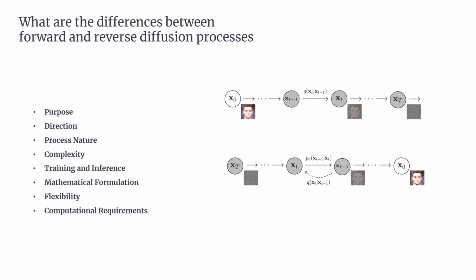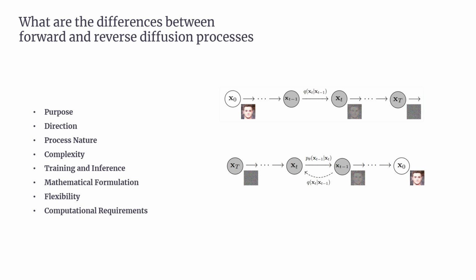8. Computational requirements. For forward diffusion, it's relatively computationally lightweight. You don't need much processing power to add noise to data, so it can be pre-computed or done on the fly. For reverse diffusion, this process is computationally intensive. It requires multiple forward passes through a neural network for each step, especially when you're generating high-quality or high-resolution samples.